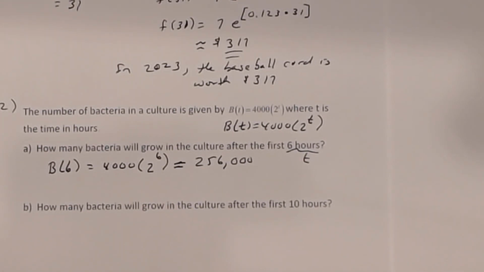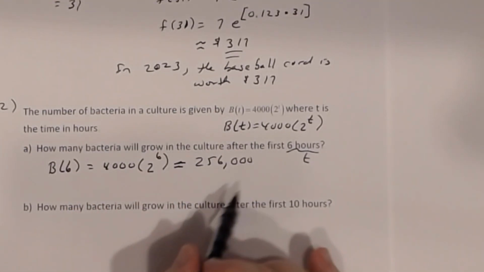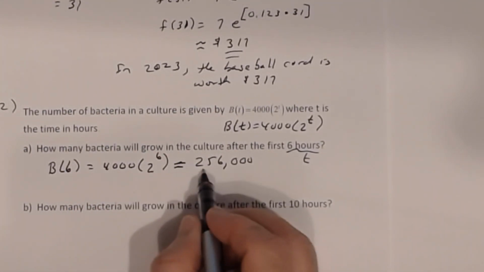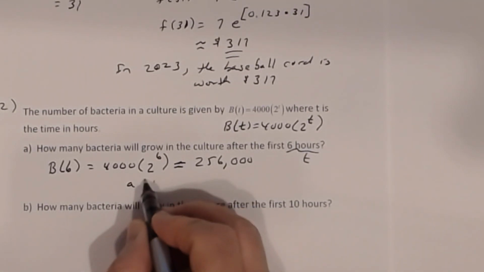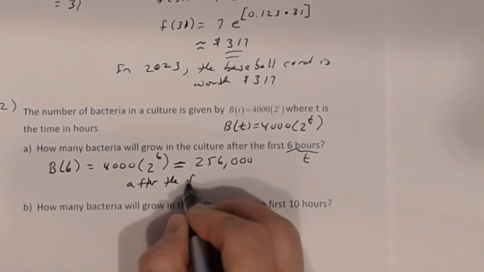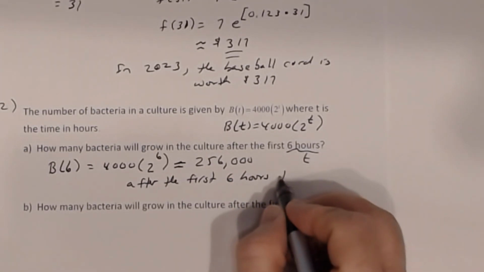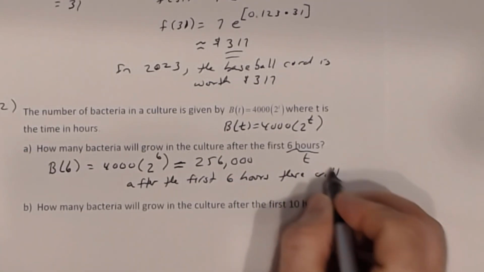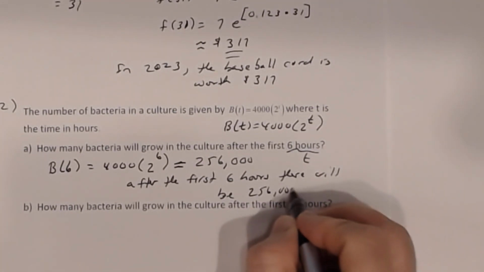So after the first 6 hours, the answer, there will be 256,000 bacteria in the culture.